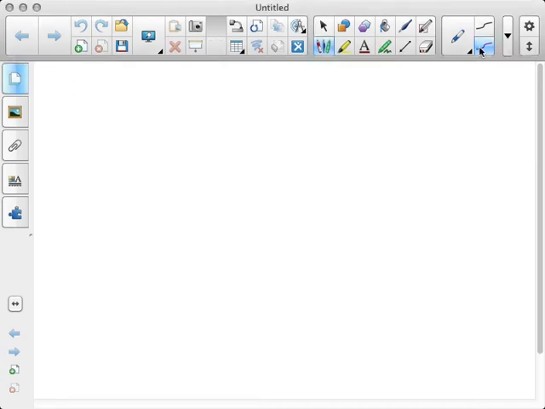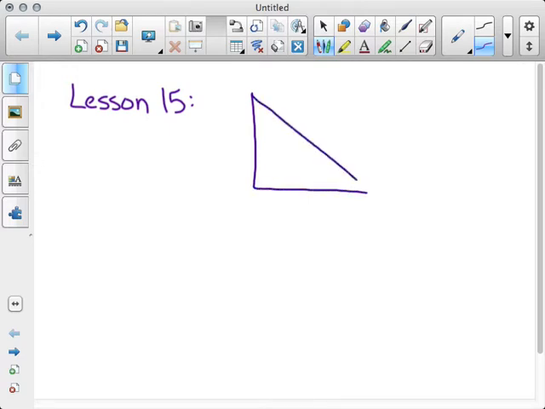Okay, in lesson 15, we talk about right triangles. And a right triangle, as you know, is a triangle that contains one right angle. And there are parts of a right triangle that we need to know. Two of the sides are called legs. The legs are the sides that are next to the right angle. So notice they are surrounding the right angle.